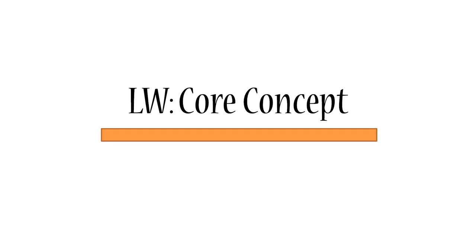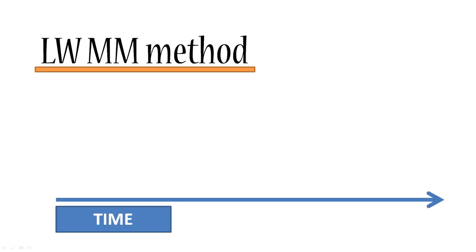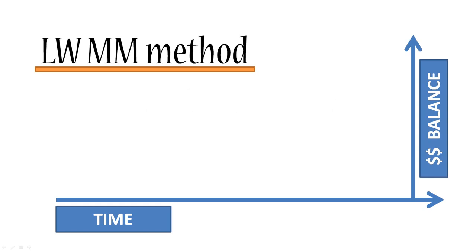In today's tutorial, we will be talking about the core concept behind the Larry Williams money management method. To start off with, let's draw a horizontal axis. And this axis will represent time. Now the vertical axis will represent the balance on our account.